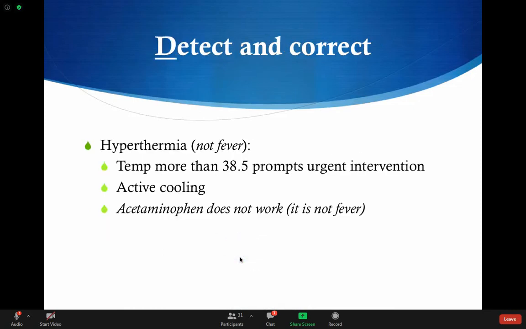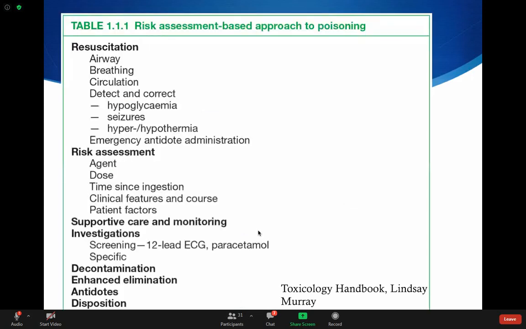All right. Hyperthermia, always treat it aggressively because a patient who has hyperthermia from toxins like sympathomimetics is going to die. It's a sign that their mortality is really high. So cool them very aggressively, give them fluid, cool fluid, and it's not fever, so paracetamol is not going to work. It's not the treatment. The treatment is cooling. All right.